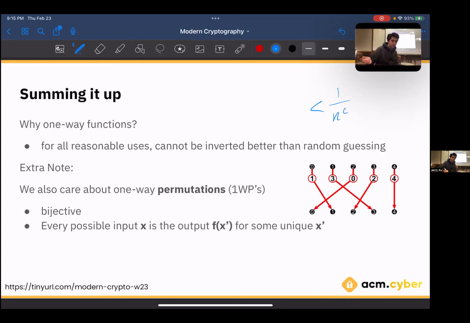And then as an extra note, we're often gonna care about one-way permutations, which is gonna be 1WP instead of 1WF. And basically what a one-way permutation is, it's a one-way function that's bijective, right? So over here on the right, this is a permutation. And the main thing is everything is going to be taken to some distinct output, right? So every input will be mapped to some other value, and everything maps somewhere exactly once and gets mapped to exactly once.